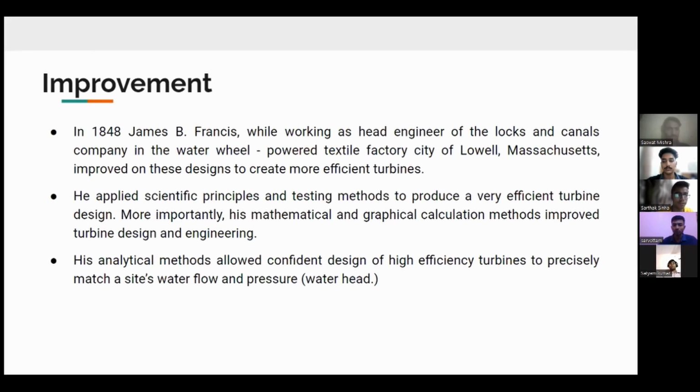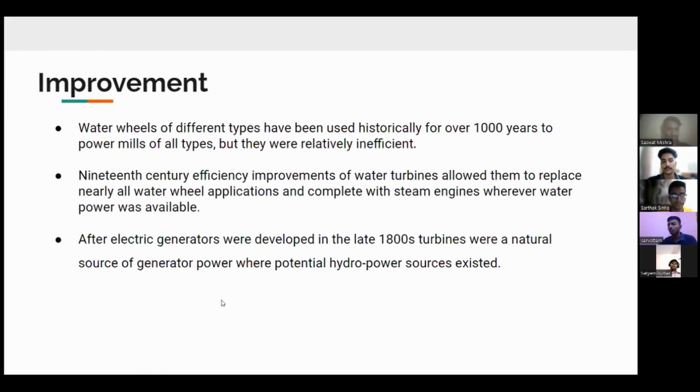Now, my teammates will be talking about the improvement in the development of the Francis turbine. As we see, improvement has taken place from the historical time period. As with time, technology improves. In the same way, the Francis turbine also improved.